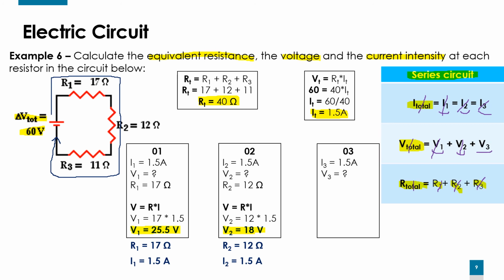And 3, my current is also 1.5 amperes. My voltage 3, I don't know. Resistance 3, 11 ohms. So my voltage is 11 times 1.5. It's going to give me 16.5 volts. My resistance 3 is 11 ohms. My current 3, 1.5 amperes. So I calculate the equivalent resistance, the voltage, and the current intensity in each resistor of the circuit below.